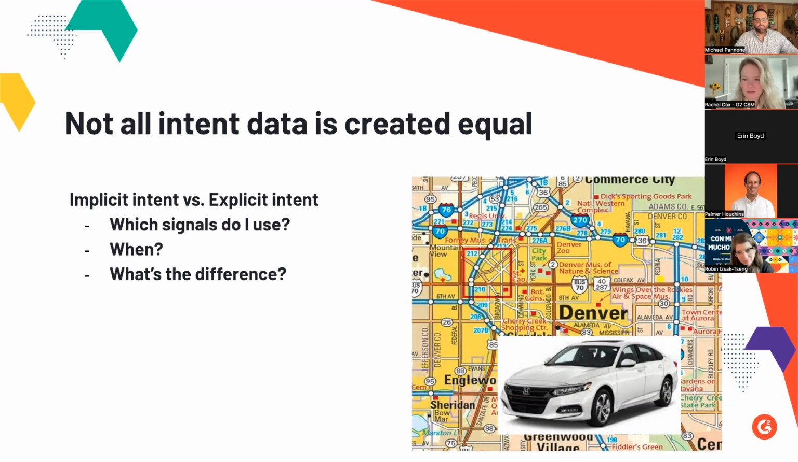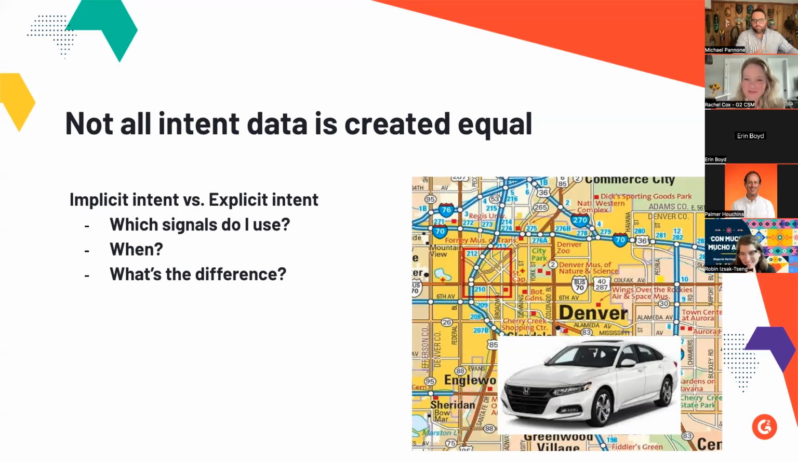They're comparing. All right. So then the third option I'm going to give you is someone has gone onto Auto Trader and they're searching for Honda Accords for sale in Denver, Colorado. How bad do you want their contact information? Yes, exactly. Okay. So this is the way that we think about intent data.